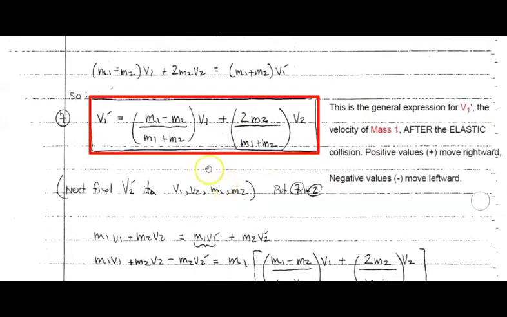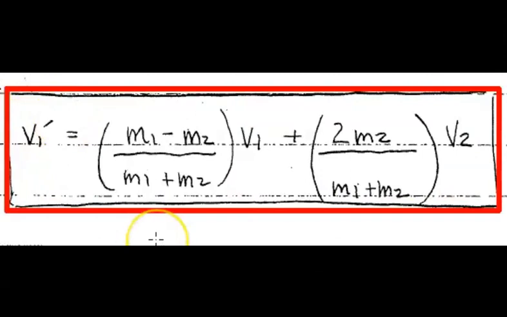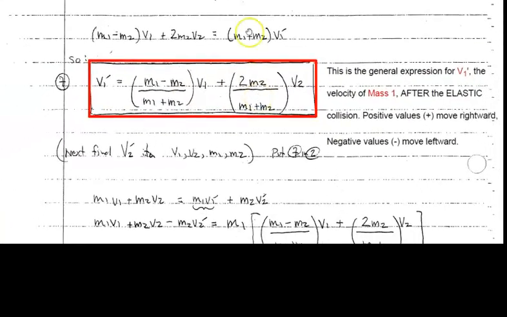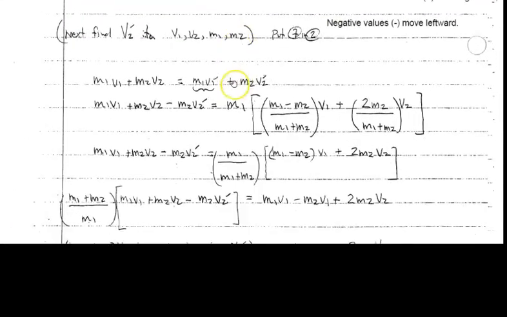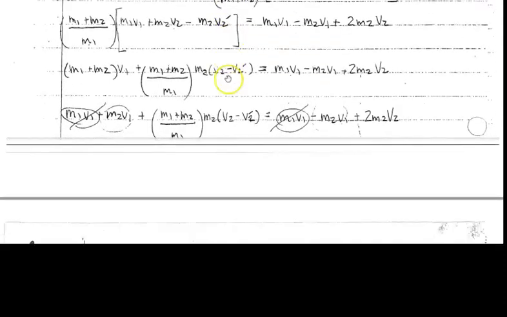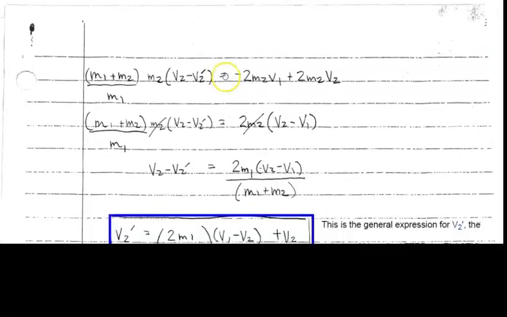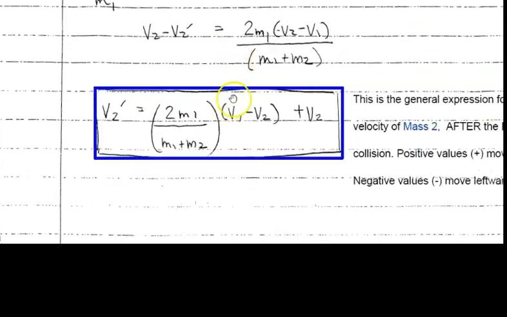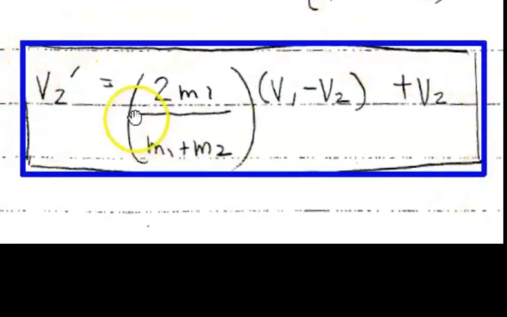This red box represents mass 1 because mass 1 was the red car. This is the general expression for v1 prime, which is the velocity of mass 1 after the elastic collision. You could see that there's a mass ratio in front of v1 and a mass ratio in front of v2. If I take this expression and continue to combine it with previously developed expressions, as you see here in this algebraic manipulation, I will eventually obtain the formula in the blue box, which is the v2 prime, the speed of the blue car after the collision.